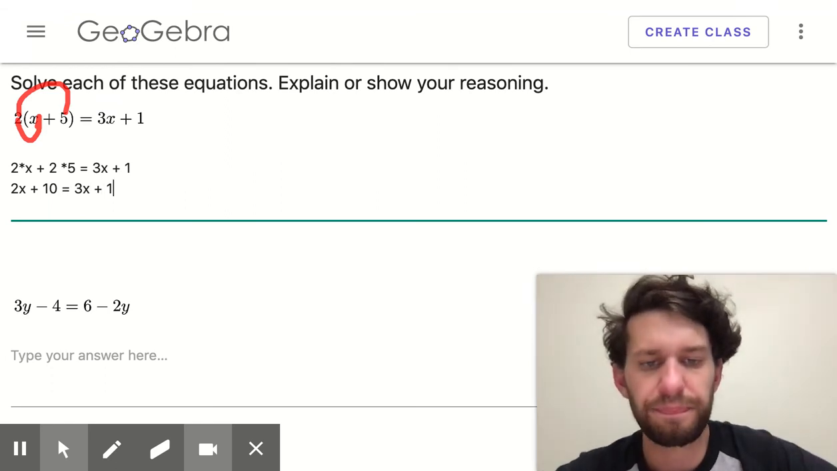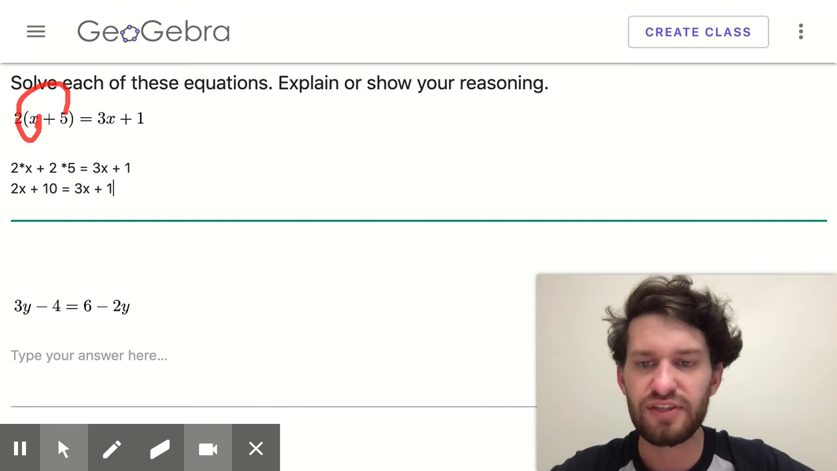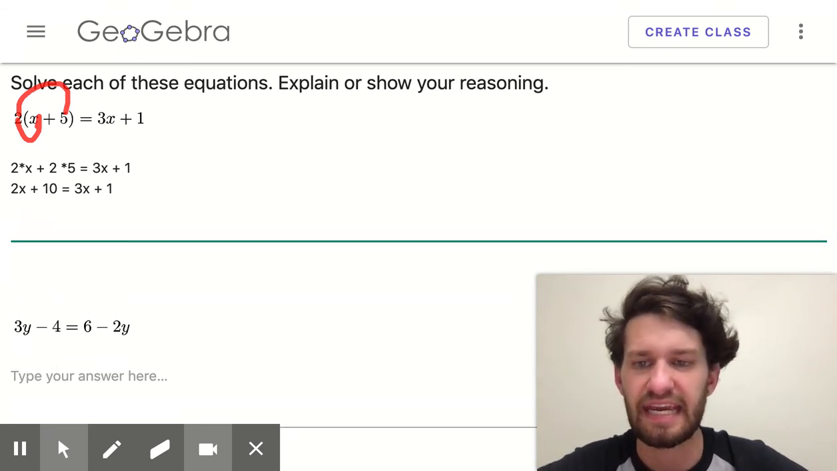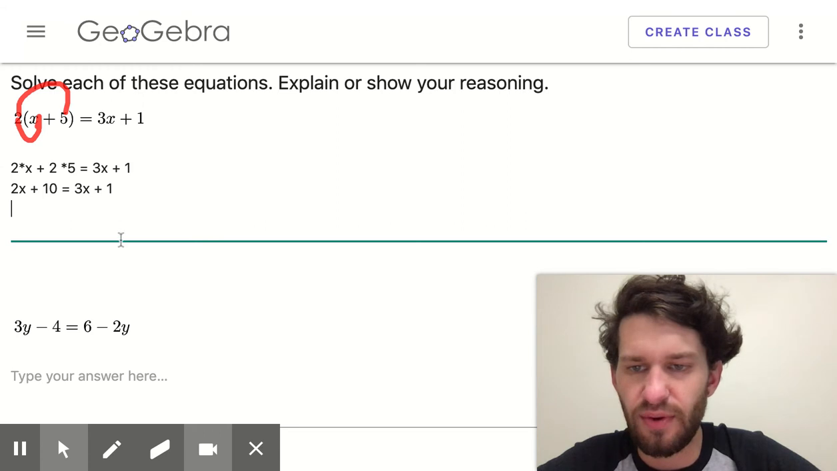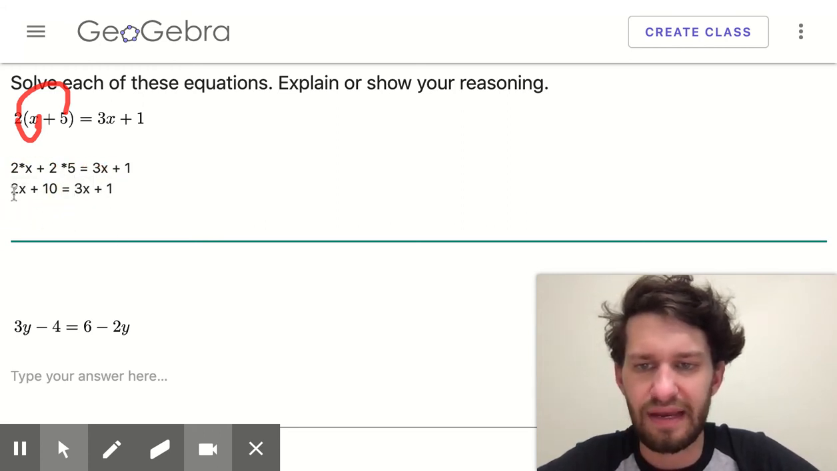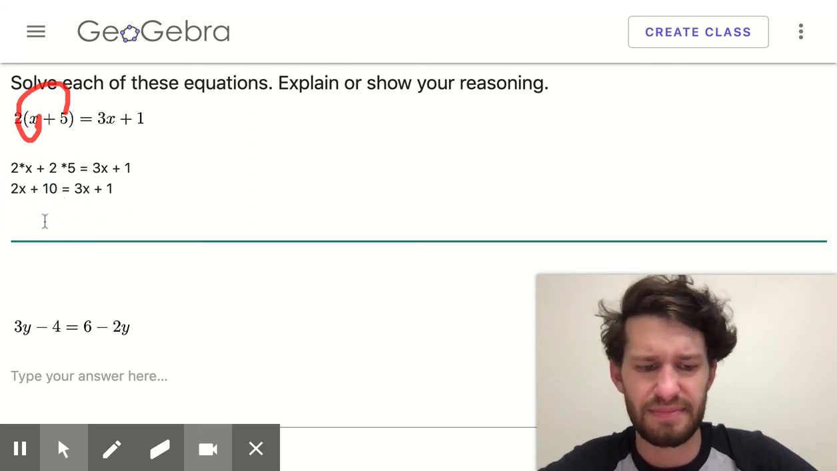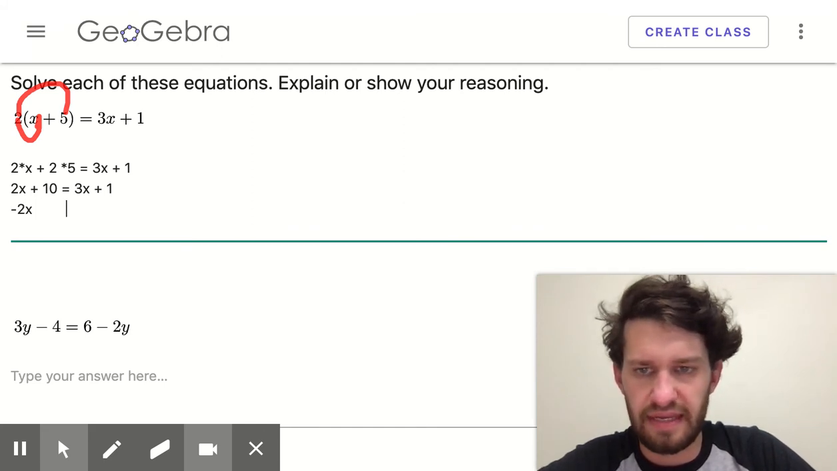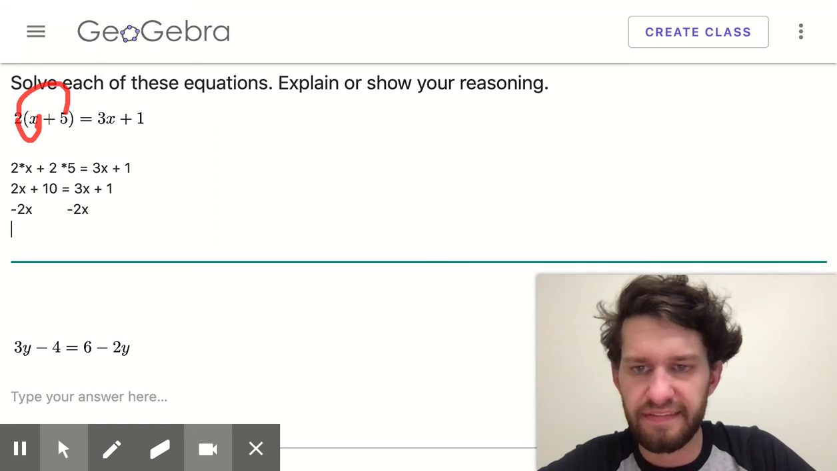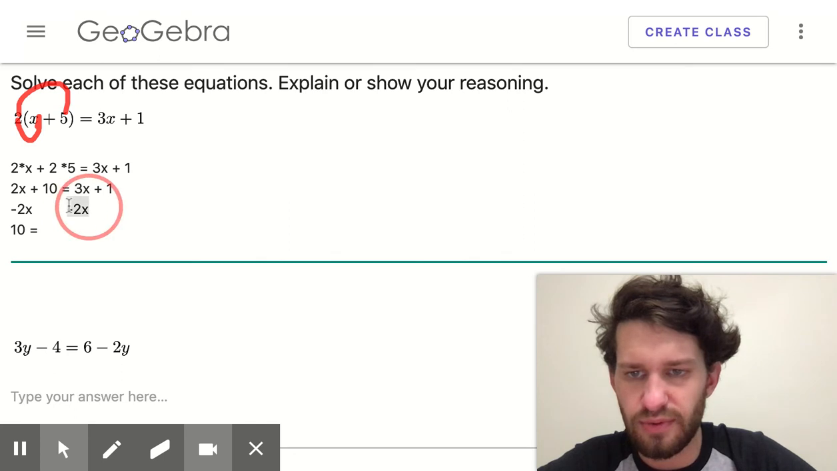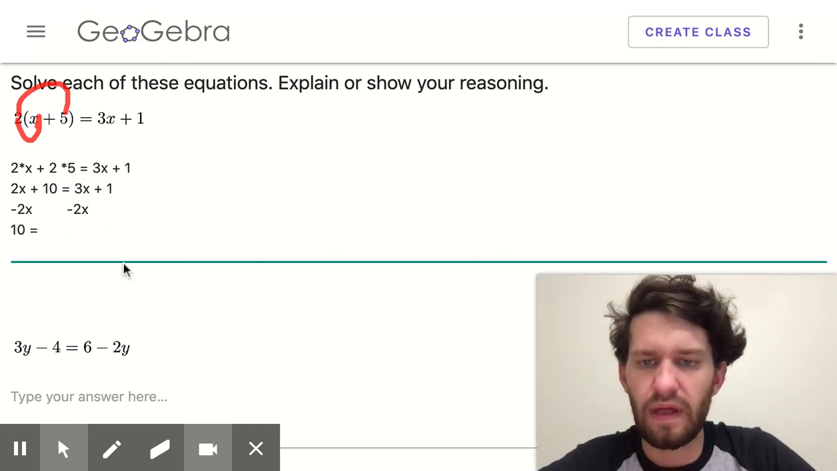The next step I have to do, I have to combine those like terms. I need to get all of my x's to one side. So I see 2 x's on my left side and 3 x's on my right side. So I am going to move the smaller number over to the bigger one, right? That seems like it'll be easier for me. So I'm going to subtract 2 x's from both sides. And that leaves me with 10 on the left side. And 3x minus 2x is going to leave me with just 1x. So I'll have x plus 1.